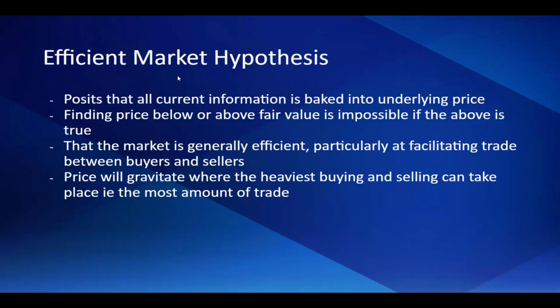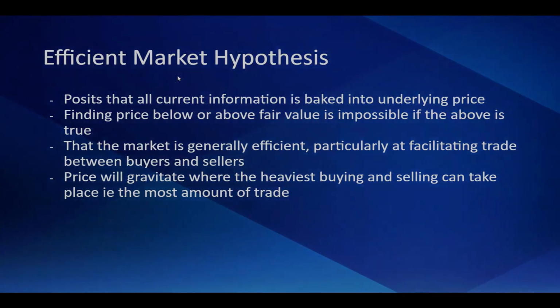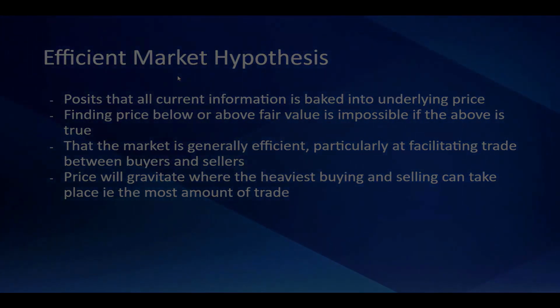It also says that the market is generally efficient. It's efficient at facilitating trade between buyers and sellers. And if that's true, it's going to gravitate towards places where the heaviest buying and selling can take place, i.e. the most amount of trades. And so if the market is efficient in finding buyers and sellers and two-sided trade to occur, it's going to go towards prices where that two-sided trade can occur. And that's kind of important when we're thinking of absorption and why absorption works.